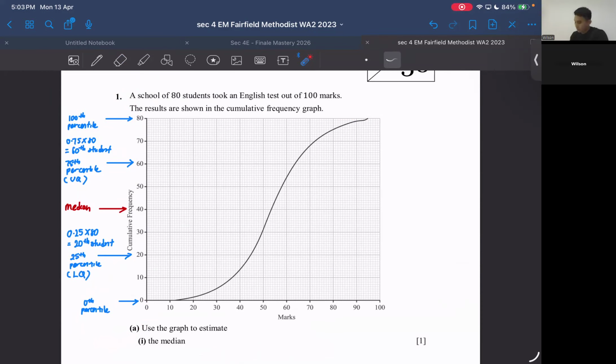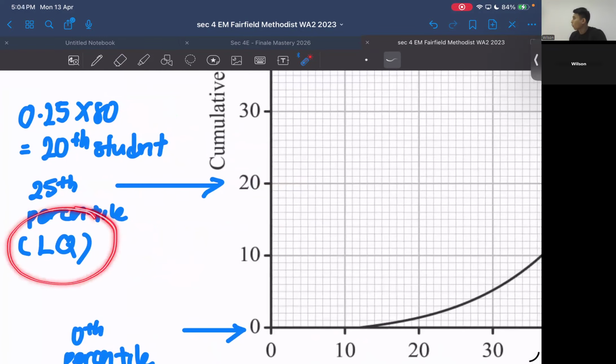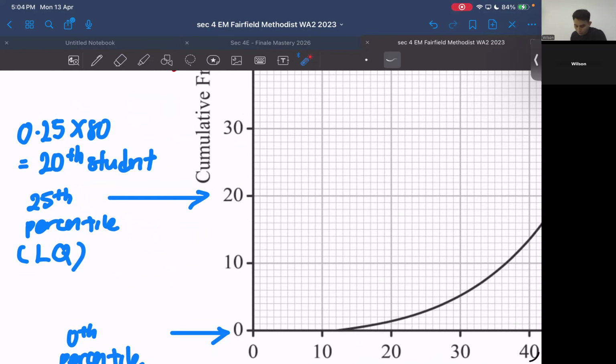The first one of interest is known as your 25th percentile. Now, this 25th percentile has a very special name. This is known as your lower quartile. In order to find out which student will fall on the 25th percentile, we will just take 25%, in this case 0.25, multiplied by the number of students that we have, and in this case I can find out that this is the 20th student.